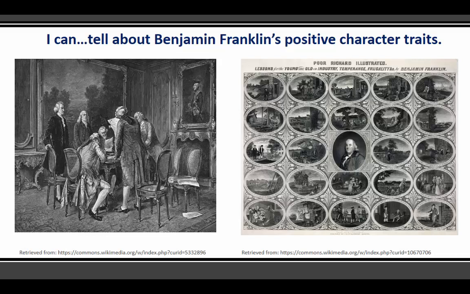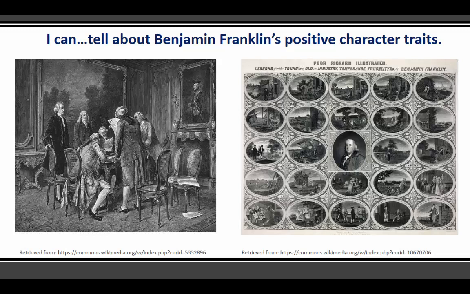Another learning target for students is I can tell about Benjamin Franklin's positive character traits. The image on the left illustrates the signing of the Treaty of Paris in 1783, which ended the Revolutionary War. This negotiation is evidence of Franklin's perseverance and commitment. The image on the right shows a page from Poor Richard's Almanac. Franklin wrote the publication under a pseudonym.